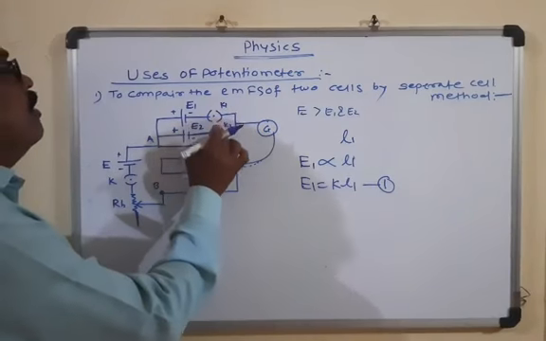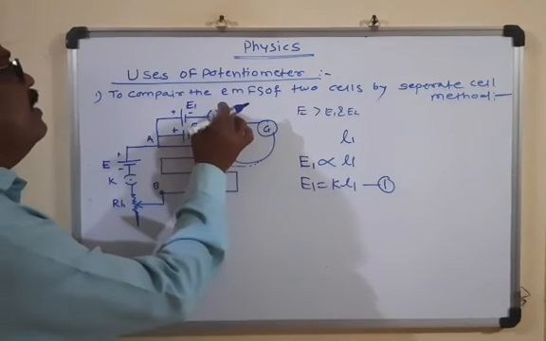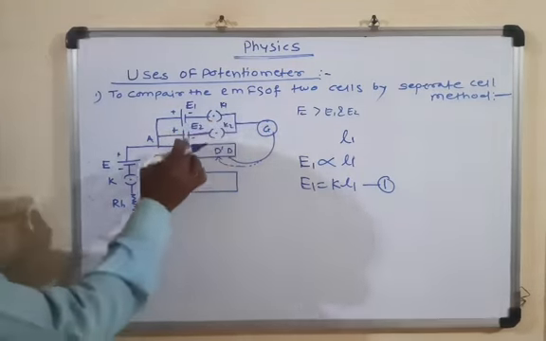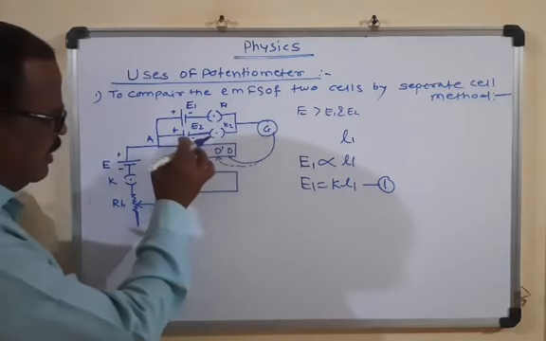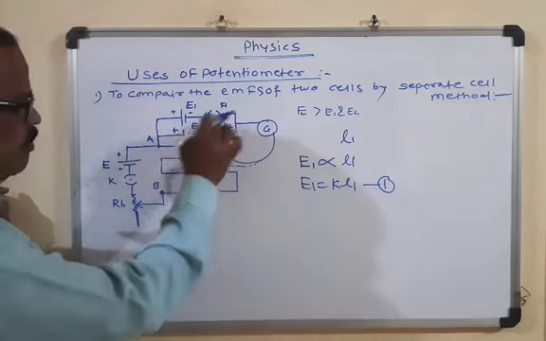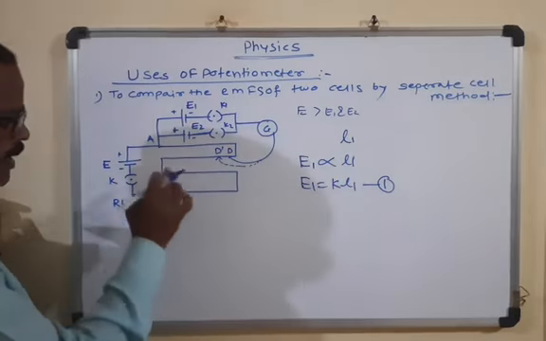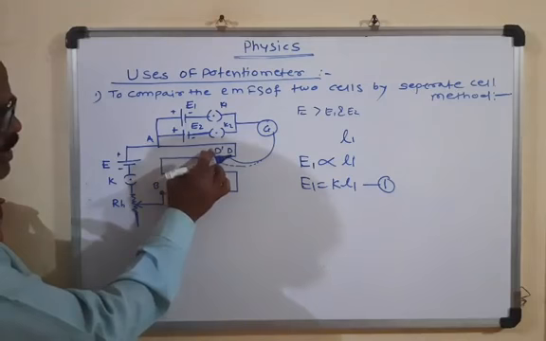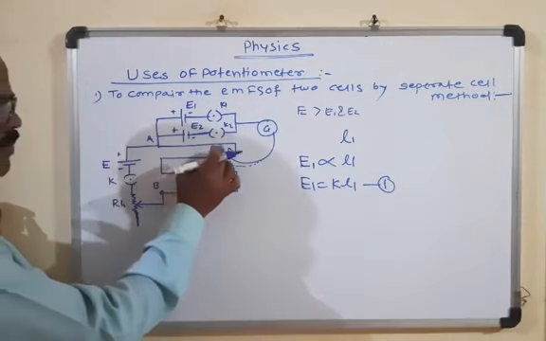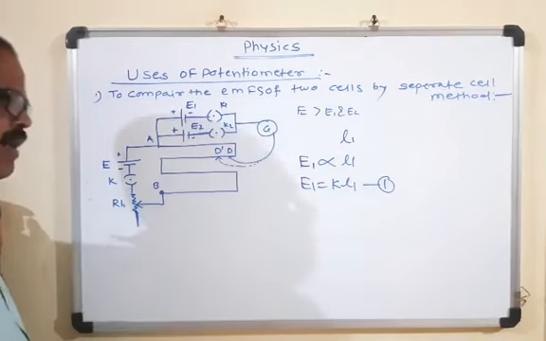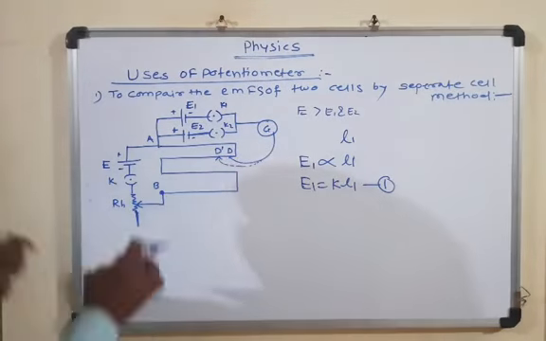Now, close the key K2, open the key K1. Therefore, cell E2 is in the circuit, and the potential of cell E2 falls on the wire. Tap the jockey over the wire AB and find the point of contact D dash, at which the galvanometer shows null deflection or zero deflection.